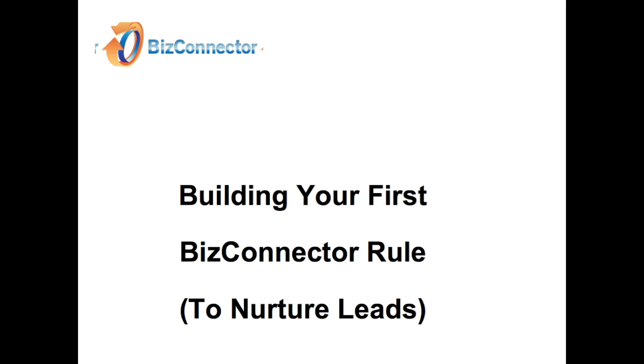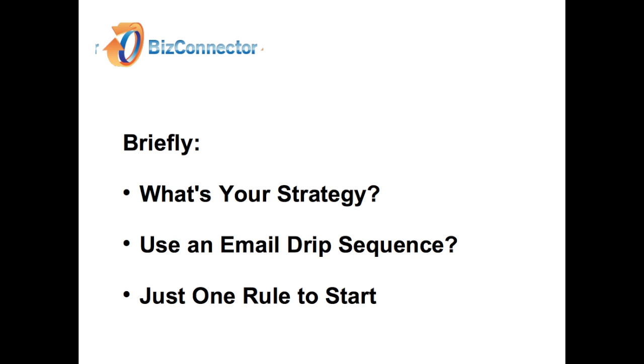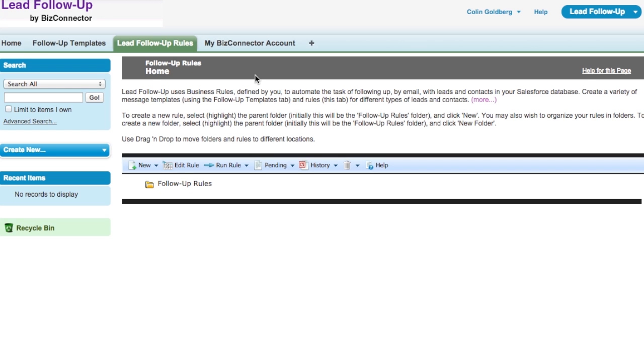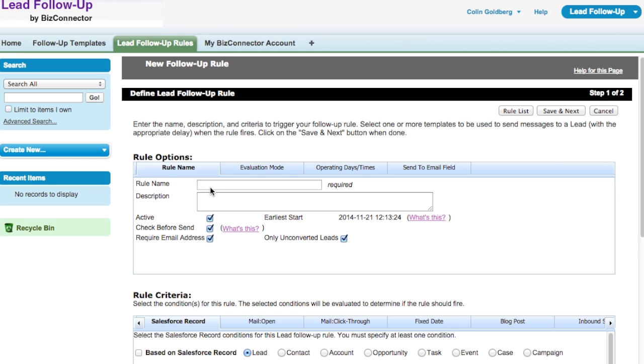Some of the main points you will consider here are your strategy, when and over what period of time you want to present your email messages to each lead. Let's keep it simple, just one rule to start. So let's start by selecting the folder and clicking New. Now we're in the one-page rule editor.